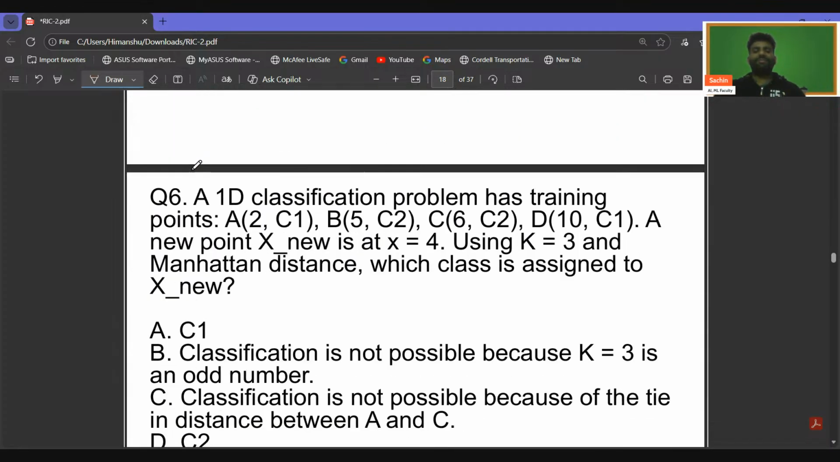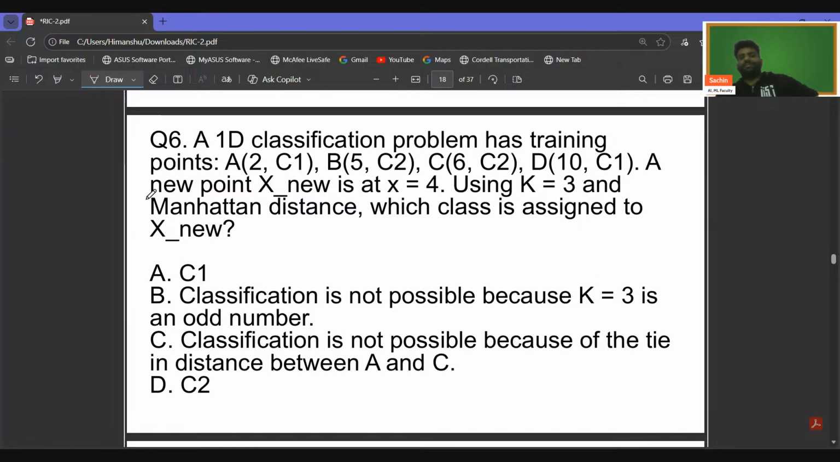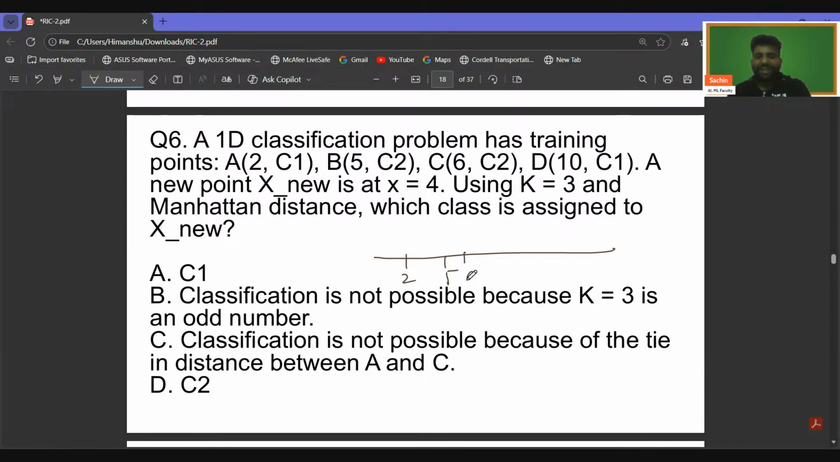What do we have? Again, an interesting question. We have a 1D classification problem. A 1D classification problem has training points. We have 4 data points, A, B, C, D, and their classes are written. So it's again on a number line. If I just would like to write, we have 2, 5, 6, and 10. Something like this. What is the class of 2 and 5 and 6?